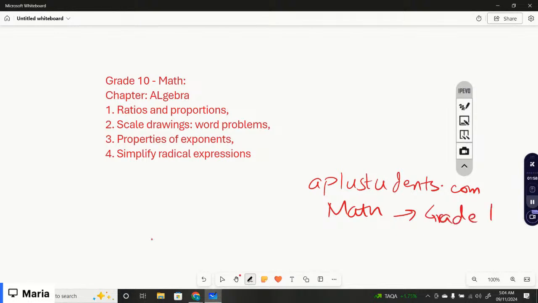Scroll down to grade 10 math and then click on view all lessons. There you can find a list of the chapters. We're going to start with the chapter Algebra. The lessons we're going to cover today are ratio and proportions, scale drawing word problems, properties of exponents, and simplify radical expressions.